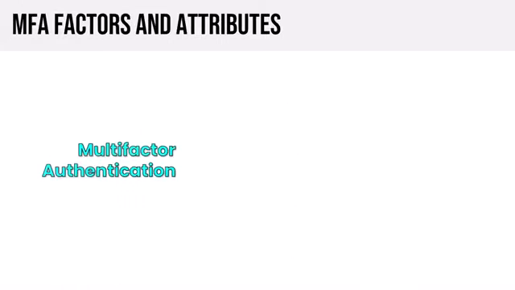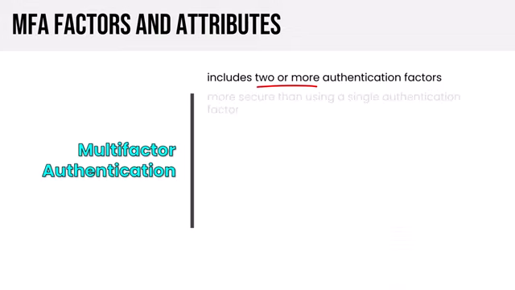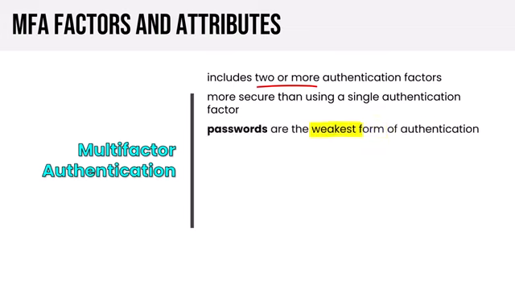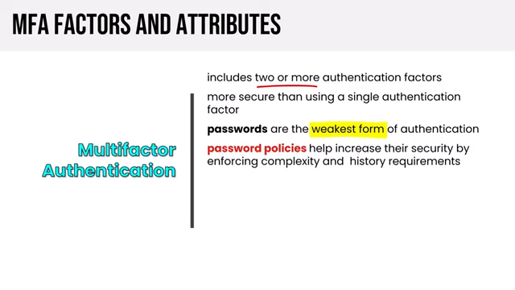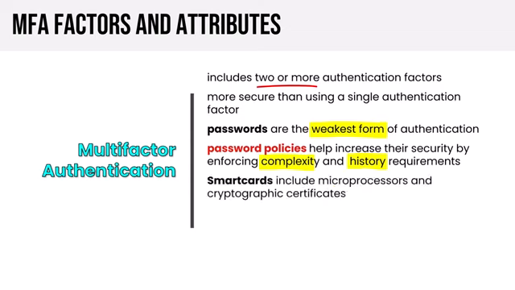Continuing with multi-factor authentication, so 2 or more authentication factors, obviously more secure than a single authentication factor. If you talk to some of the identity as a service providers, you might be surprised to learn that in the opinion of many experts, passwords are the weakest form of authentication. Now, password policies help increase their security by enforcing complexity and history requirements. Smart cards are a good option, which include a microprocessor and cryptographic certificates. Oath tokens are a stronger second factor option, creating a one-time password, whether that's a hardware token or a software token like the Authenticator app on your phone.